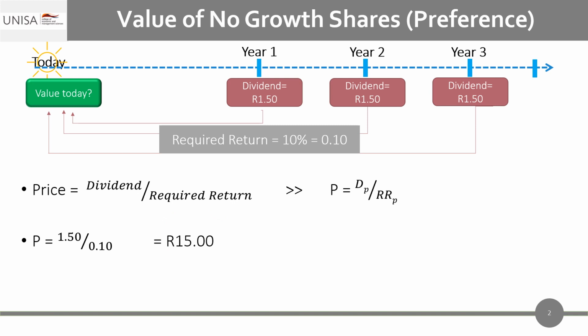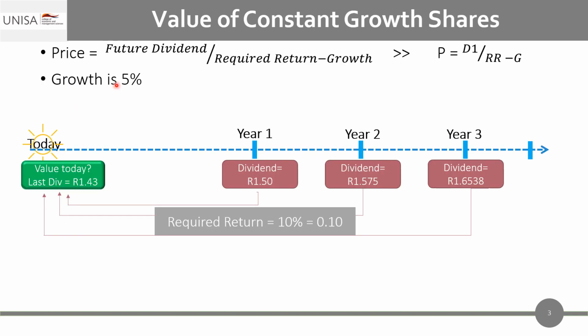Okay. So then we talk about the valuation of a constantly growing share. So remember, we said what is constantly growing is the dividend. So if we are valuing a constant growth share, we say future dividend or next dividend divided by required return minus G. In short, you can say P is equal to D1 divided by RR minus G.